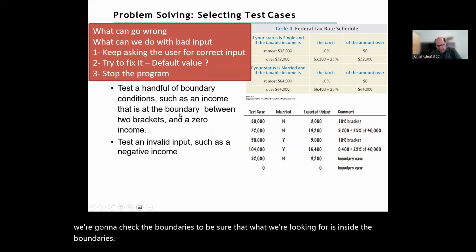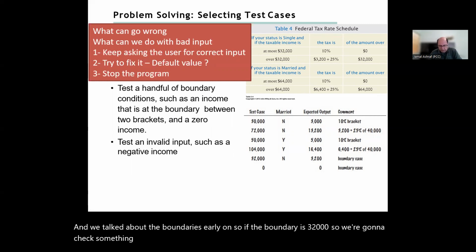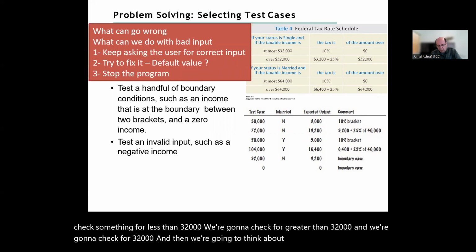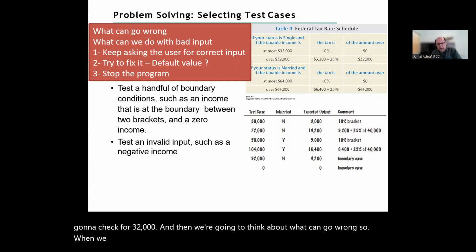And we talked about the boundaries early on. So if the boundary is 32,000, we're going to check something for less than 32,000. We're going to check for greater than 32,000, and we're going to check for 32,000. And then we're going to think about what can go wrong. So when we are checking for the input, we have to think about what can go wrong.